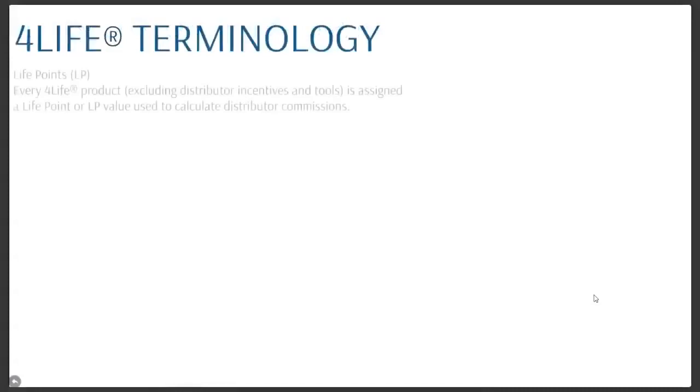All right, some additional terminology. The probably first and foremost and the most important one is actually Life Point, or LP. So every For Life product, excluding distributor incentives and tools, is assigned a Life Point or LP value, and we use that to calculate distributor commissions. Because For Life is an international company, we have offices in 24 different countries and do business in 70 more countries. It's important for us to have something that we can kind of use as a universal currency to calculate your commissions. And so you'll see LP used a lot throughout this training.